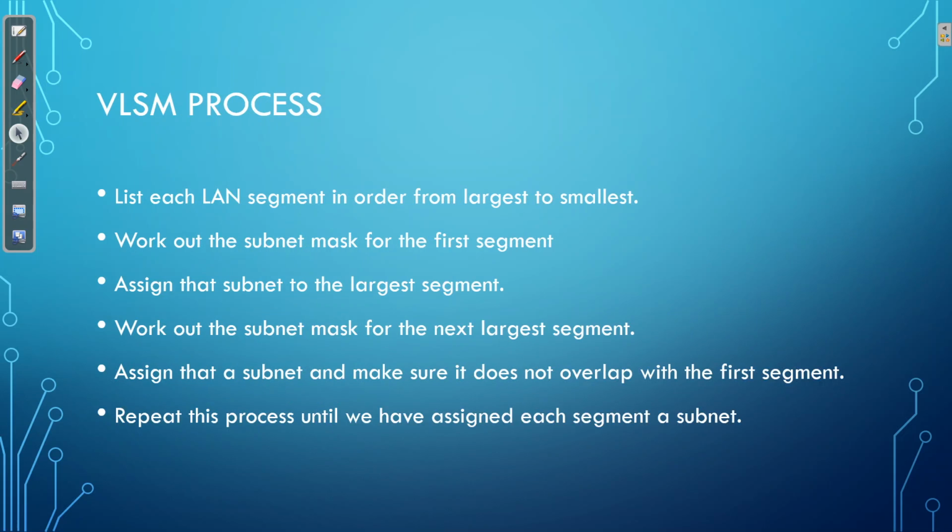Now, let's go through this process. Again, let's go through an outline and then we'll dive in with an example. First of all, we list each LAN segment in order from largest to smallest. Next, we work out the subnet mask for the first segment. Then, we assign that subnet to the largest segment. Afterwards, we work out the subnet mask for the next largest segment. Then we assign it a subnet and make sure it does not overlap with the first segment. And we repeat this process until we have assigned each segment a subnet, and that's all there is to it. So now, watch me work through this with a real life example.